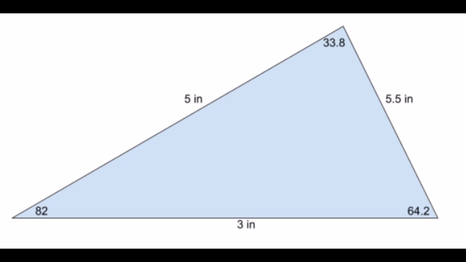Finally, we can use the fact that the angles of a triangle add up to 180 degrees to find the third angle. 82 plus 64.2 equals 146.2. Subtracting this from 180 degrees, we get 33.8 degrees for the last angle. Now we have our fully solved triangle.